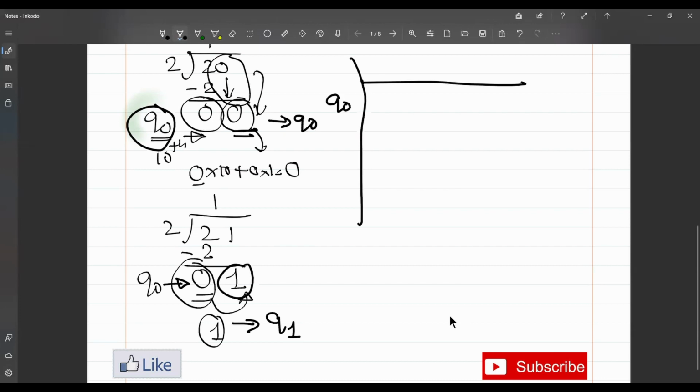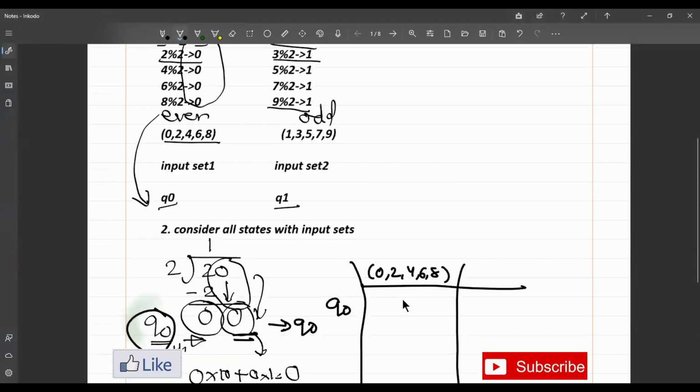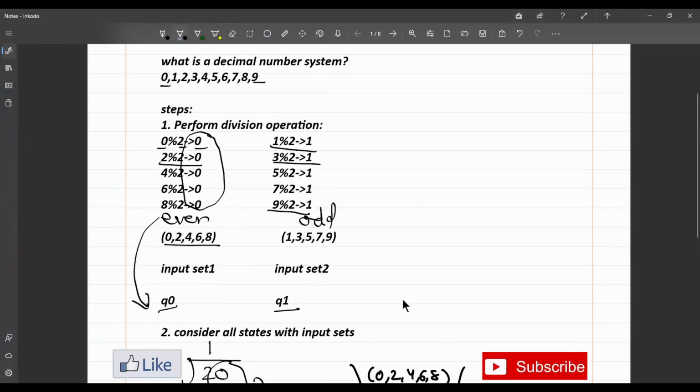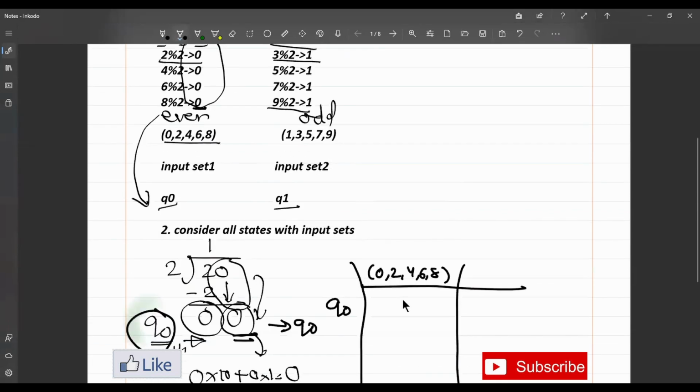Now we are going to draw the state transition table. So here we are having Q0. Which bits have we taken? We have taken 0, 2, 4, 6 and 8. From where do we get this input set? This input set we decided based on the common category, that is divisibility by 2, having the remainder either 0 or 1. So here we are writing all the inputs divided into two groups. So these are the even numbers and these are the odd numbers. So here we are going to write the odd numbers 1, 3, 5, 7 and 9.